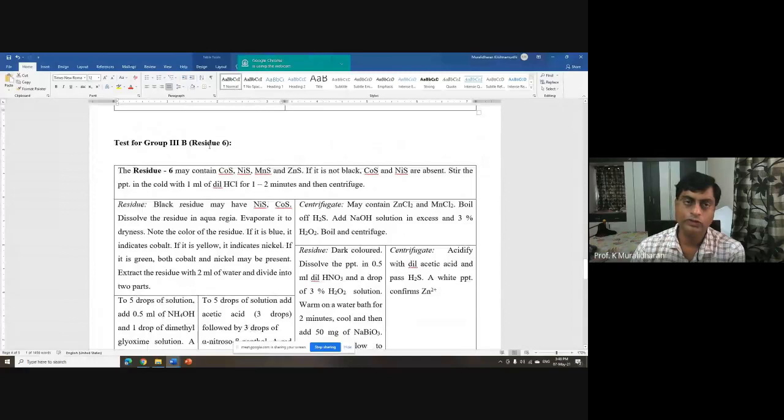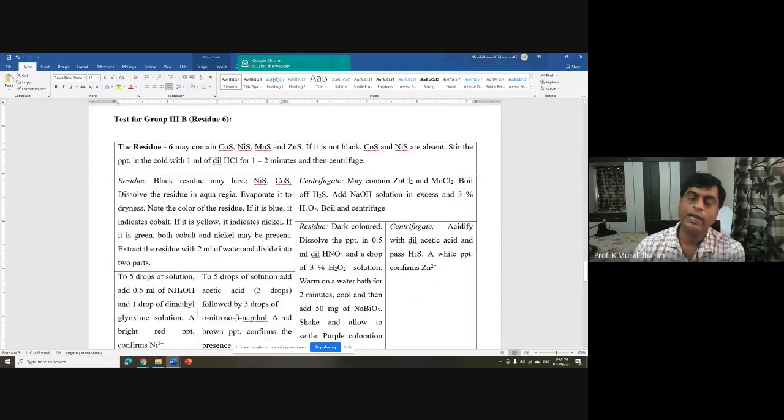Residue 6 has 4 different cations, right? All these 4 different cations we are confirming by systematic analysis. You cannot take the fresh salt and do this. Only from residue 6 you have to do the entire test. It doesn't mean that you can take the original salt and do this, as that will not give a proper answer.